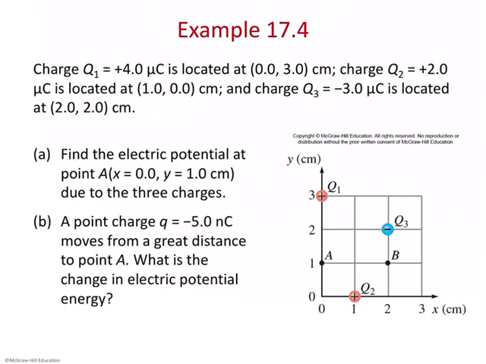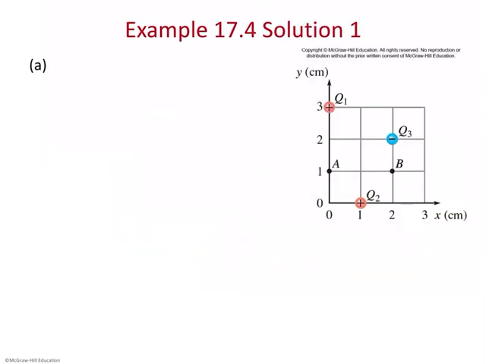Believe me, I know. All right, so example 17.4. So we've got another set of charges that it's given us coordinates to, and also what sign charges they are. It wants us to find the electric potential at A, just at A, due to the three charges. So Q1, Q2, Q3. And then we'll look at part B in a minute.